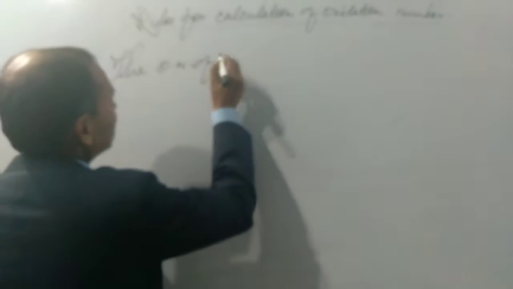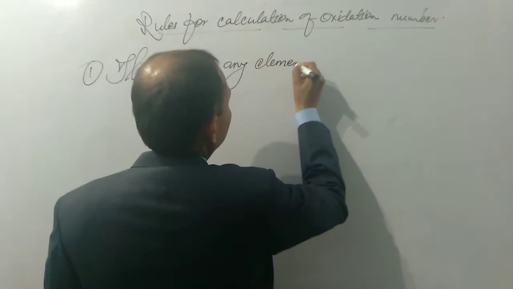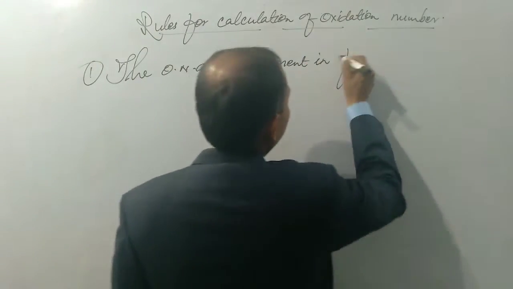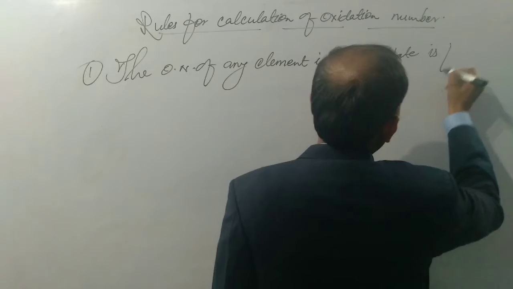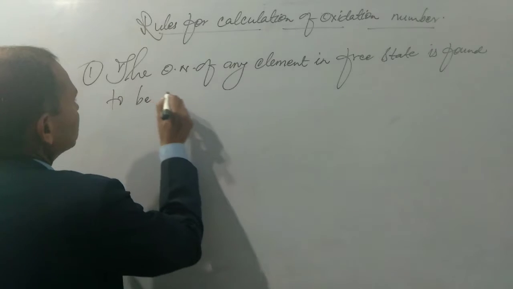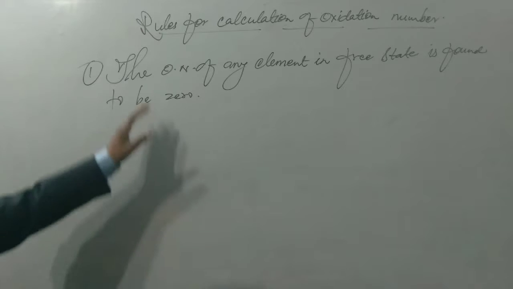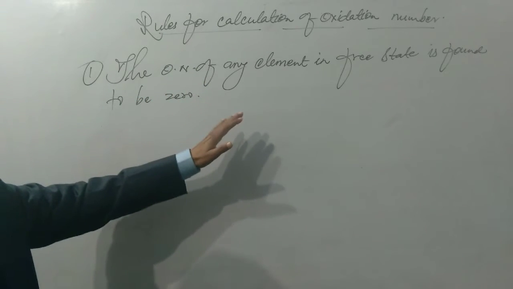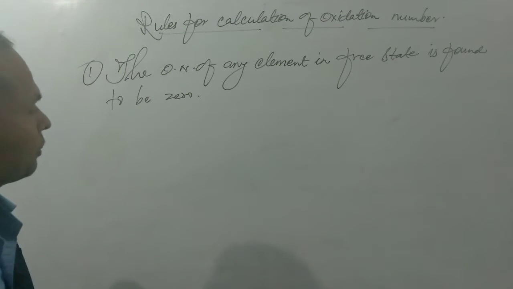The first rule tells us that the oxidation number of any element in free state is found to be 0. This is one of the rules which tells us that the oxidation number or oxidation state, we can also write, of any element in free state is found to be 0.